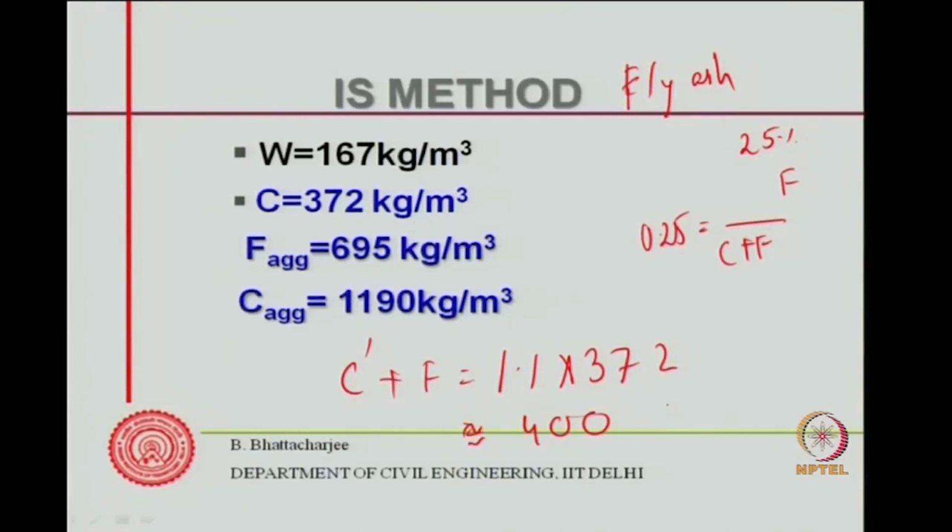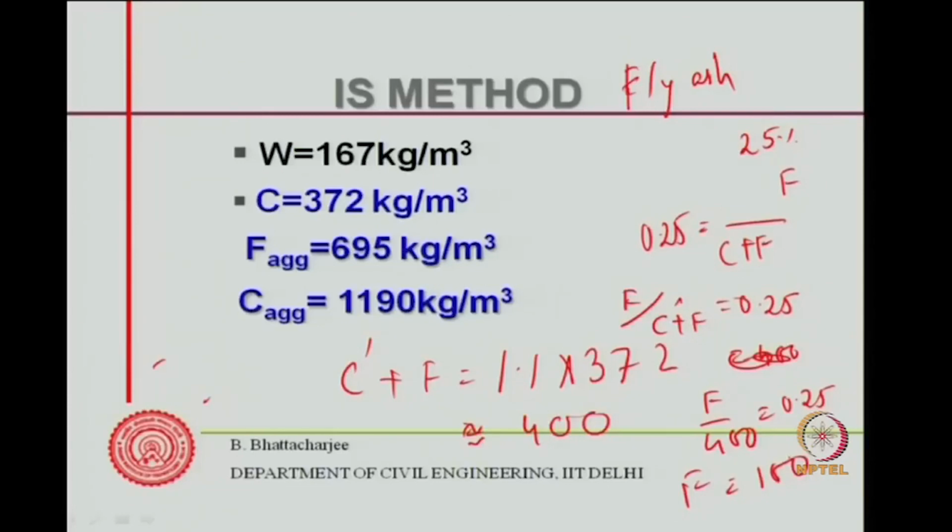And you have decided to use, let us say, 25%, so that is F divided by C plus F is equal to 0.25. Let me erase this and do it again. C dash plus F is equal to 400. So F divided by 400 is equal to 0.25, so F will be equal to 100. The cement will be 300. So C dash will be 300.